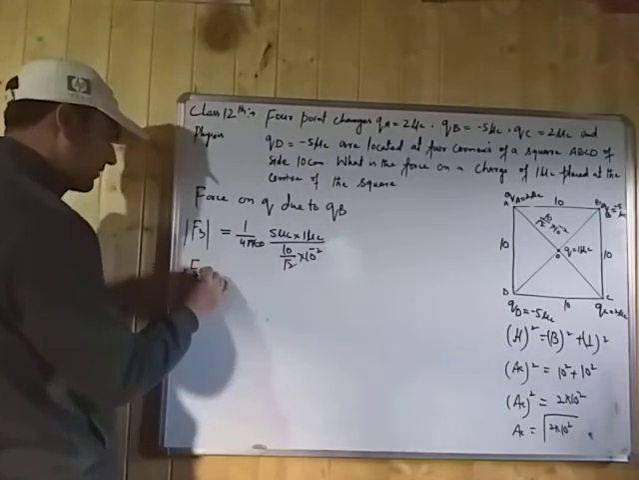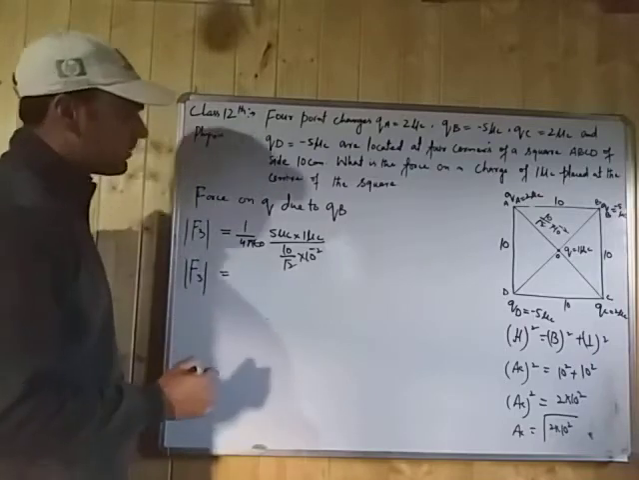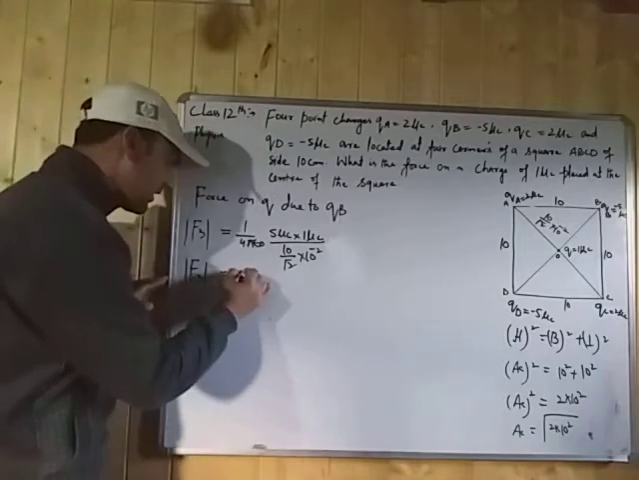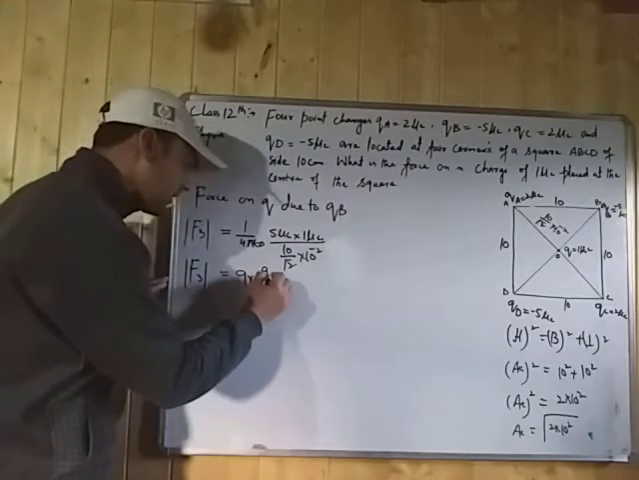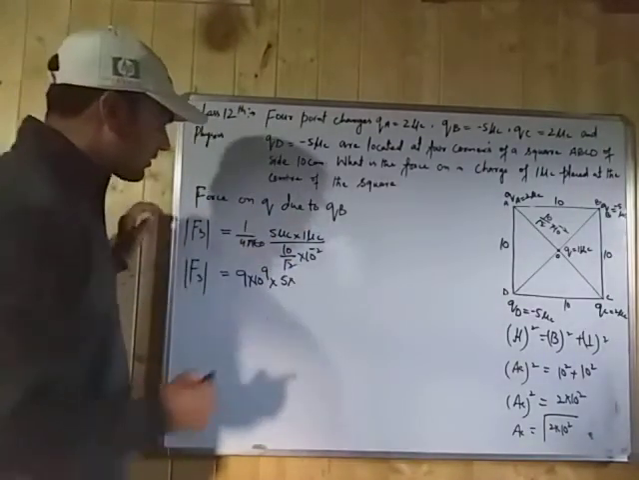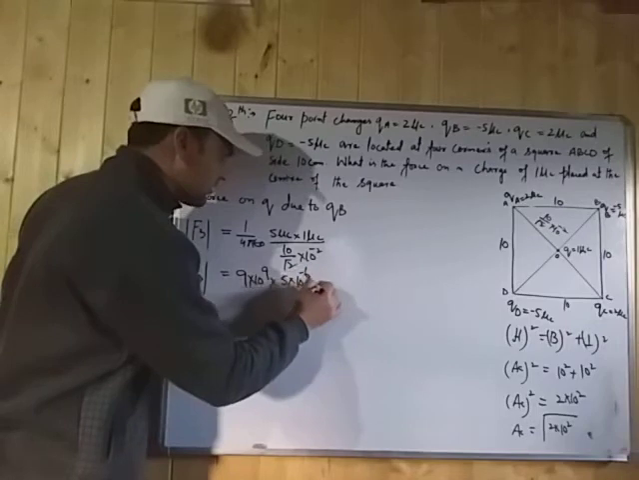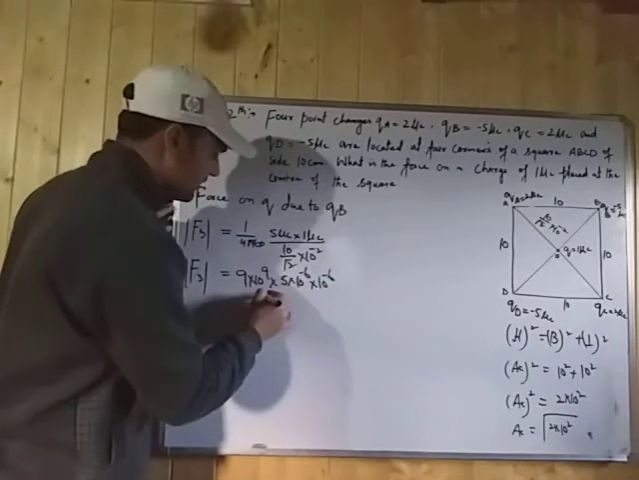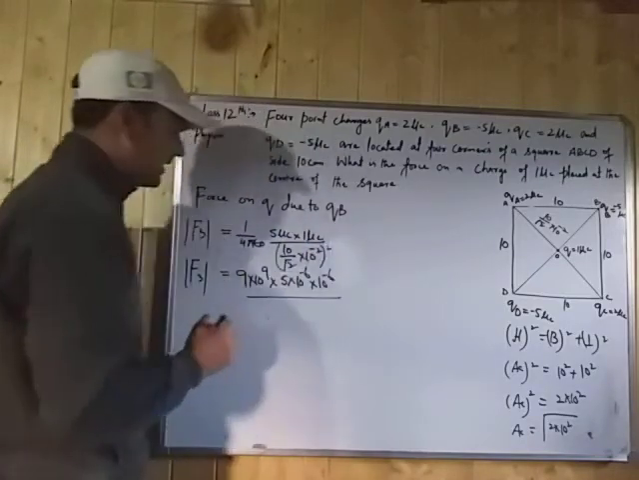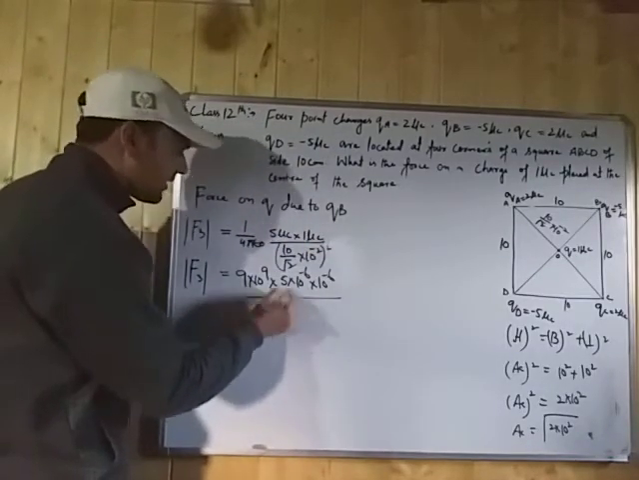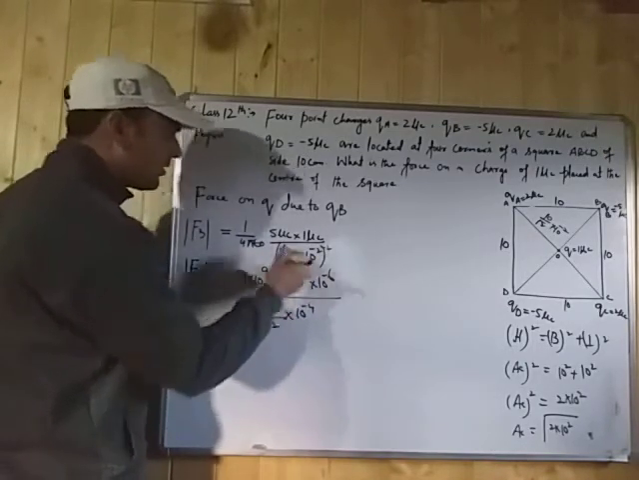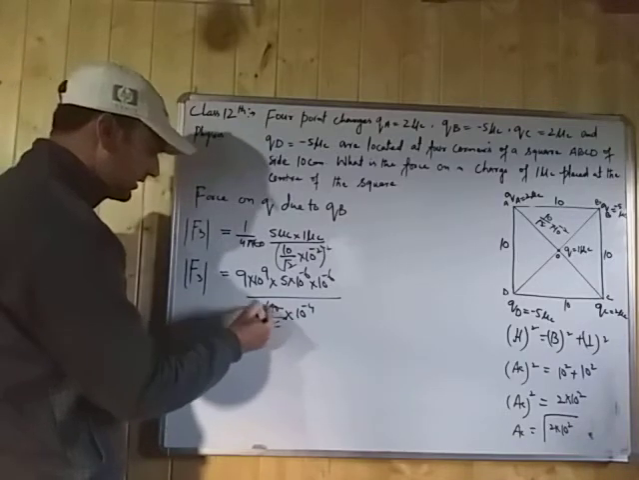So we can write here F3 is equal to 9 into 10 raised to power 9, we know that 1 divided by 4 pi epsilon naught is 9 into 10 raised to power 9, into 5 into 1 microcoulomb. So we have to change into coulombs, that is 10 raised to power minus 6 coulombs into 10 raised to power minus 6 coulombs, divided by the square of the distance. So this will be 100 divided by 2 into 10 raised to power minus 4, or we can write this as 50.